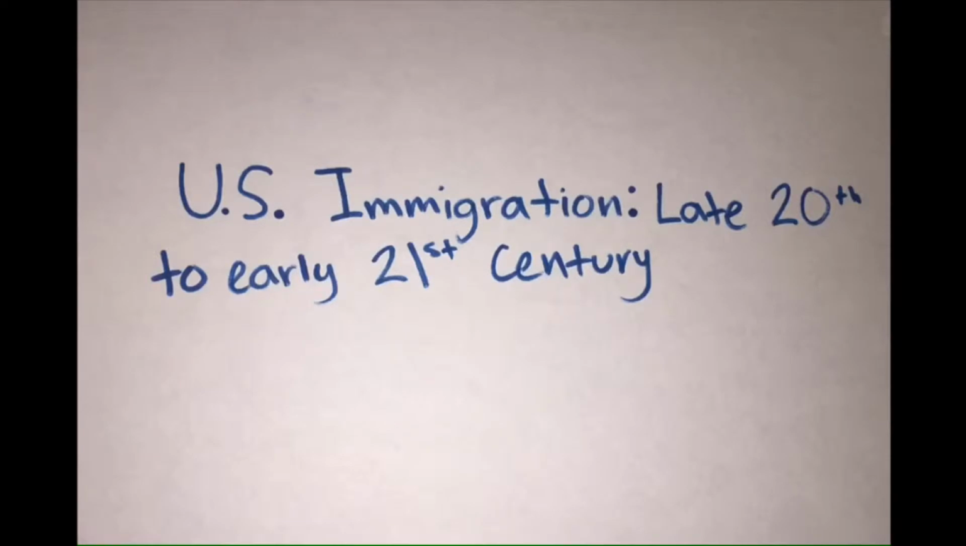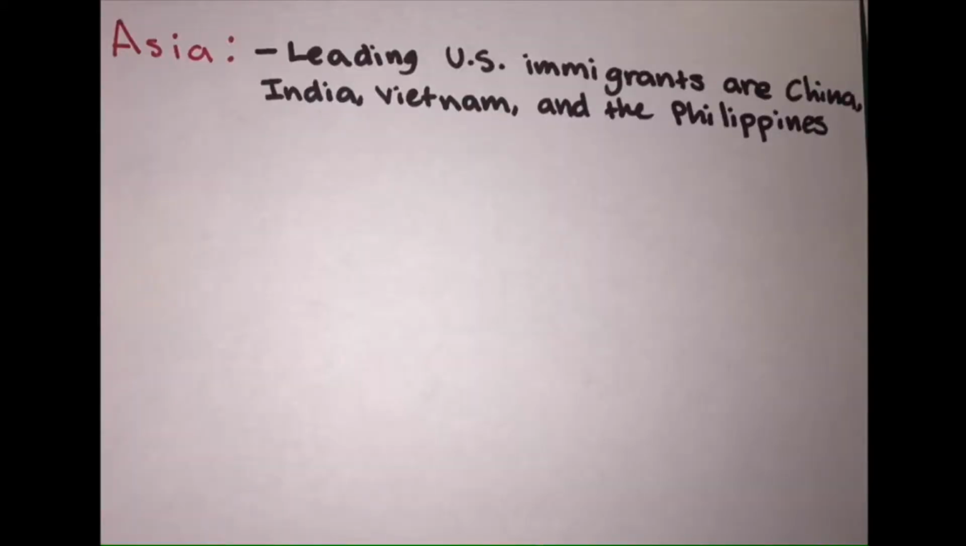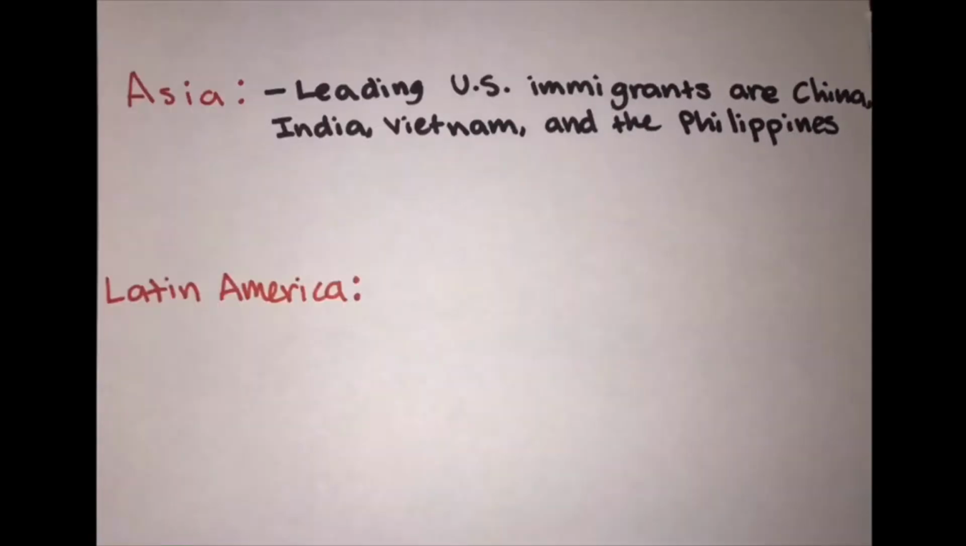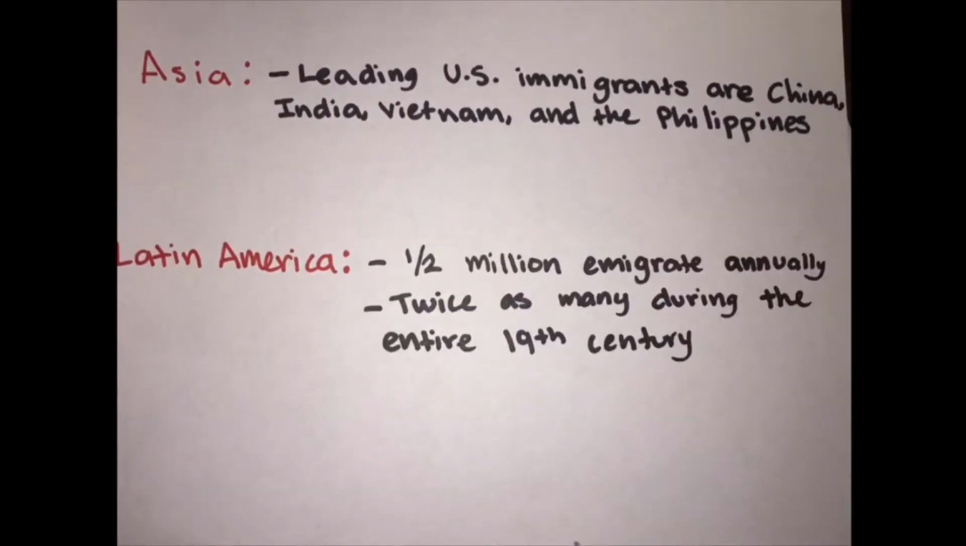Last part is U.S. immigration, late 20th century to the early 21st century. Due to the Great Depression and World War II, immigration decreased between the 1930s and 1940s, but starting in the 21st century, it increased to high levels. Recent immigrants have migrated from two regions. Asia: leading U.S. immigrants are from China, India, Vietnam, and the Philippines. Next is Latin America: 1/2 million immigrate annually, twice as many as during the entire 19th century.